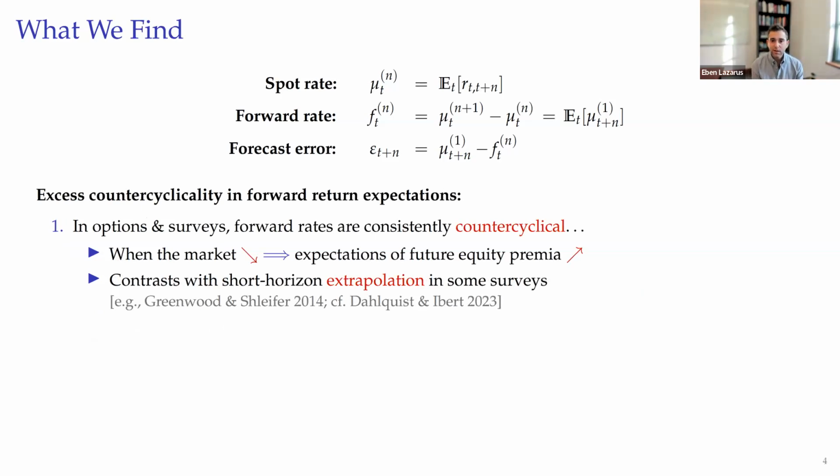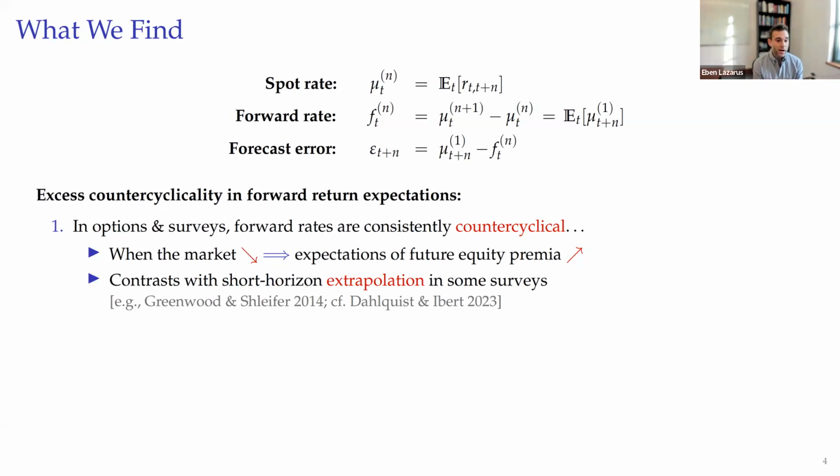So first, we find in both contexts, measured with options, measured in surveys, we find that forward rates are consistently countercyclical. So in bad times, when the market is down, forward return expectations of future equity premium go up. We think this is an interesting finding in and of itself, along with the fact that it is consistent in both the options and surveys.